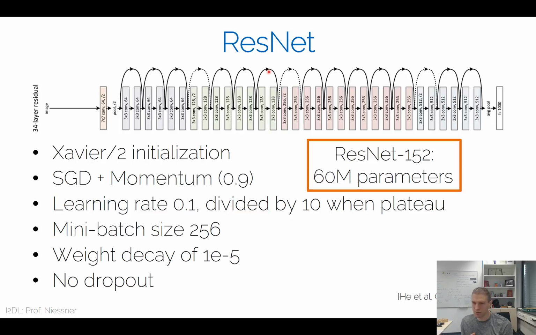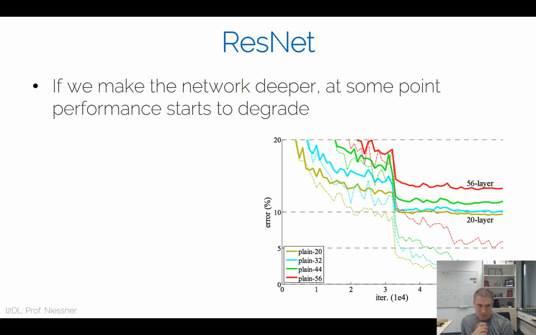Okay, ResNet. Let's have an analysis here. This is without ResNet, just the standard analysis without residual blocks. If we make the network deeper, at some point performance degrades, and this is what this graph shows. This is the error you're getting, the ImageNet top 5 error, if I'm not mistaken. This is the number of iterations, like how long you train. In theory, the longer you train, the error should go down. And these are the different network variations.